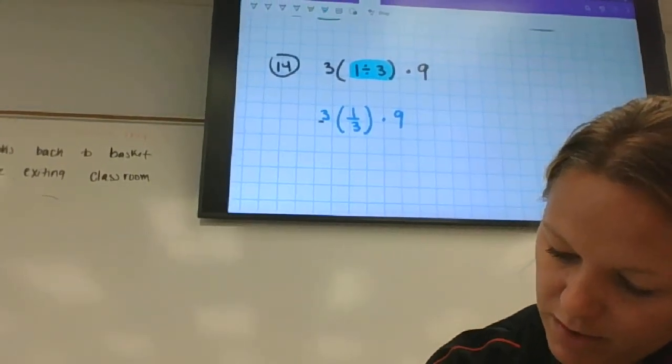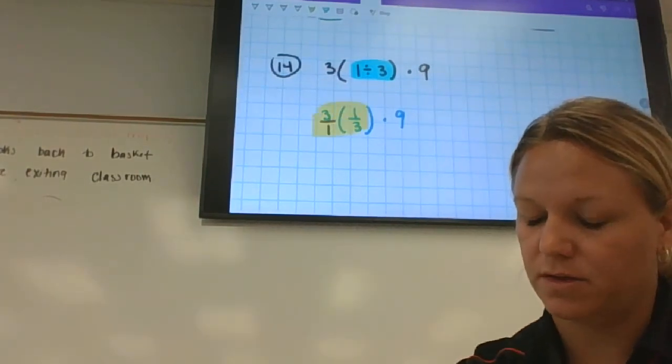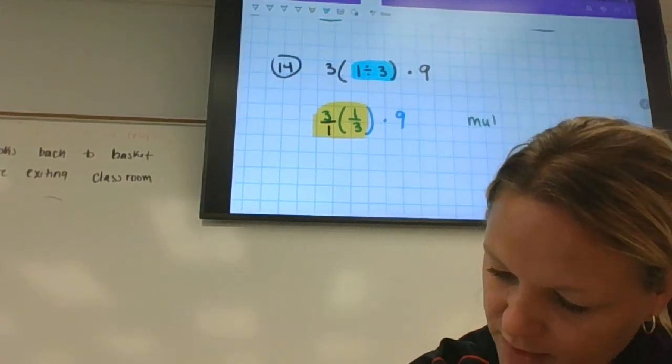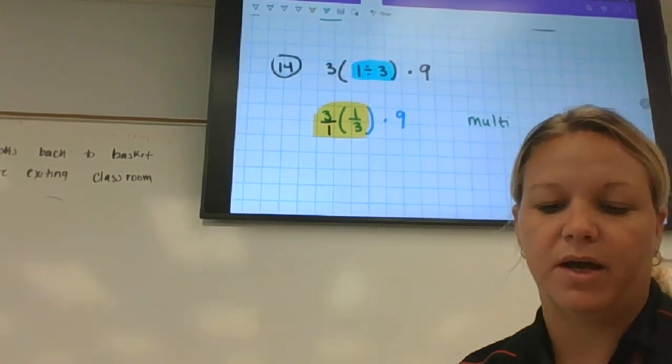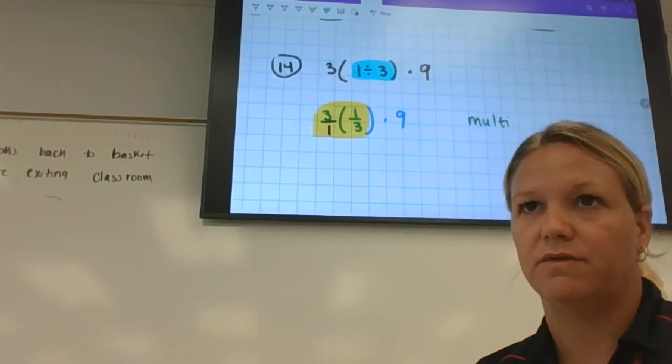I'm going to make this 3 over 1. And then what property does this show? Multiplicative inverse. These ones that say evaluate, name the property, they're designed for you to go to the fraction form. Yes?